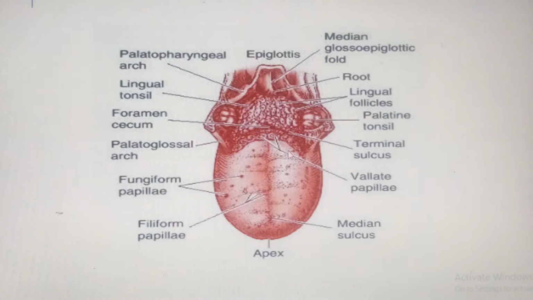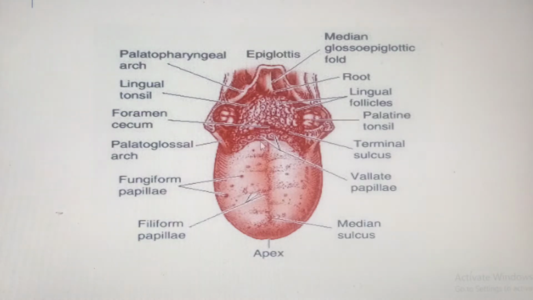And of course, if you go further behind, you will see the vallate papillae. So you can see on the lateral aspect of the anterior two-thirds of the tongue, we find this kind of fungiform papillae. But those whitish ones represent what we call the filiform papillae, which have a mechanical role actually.